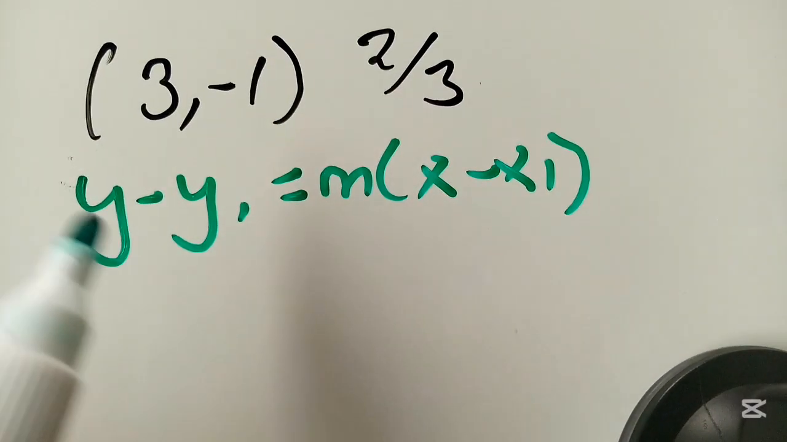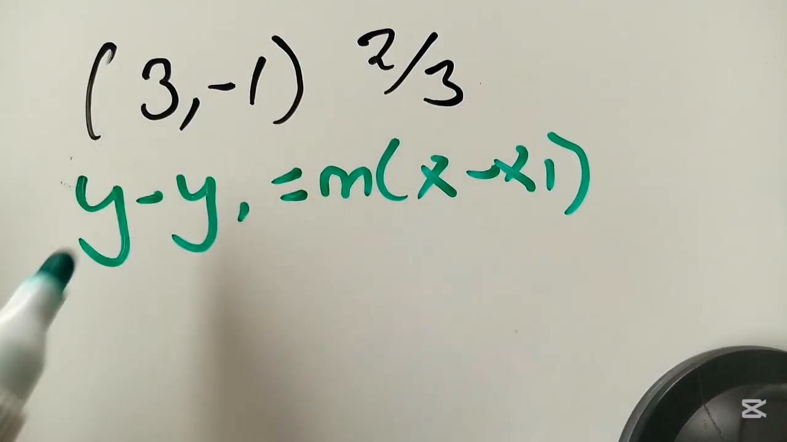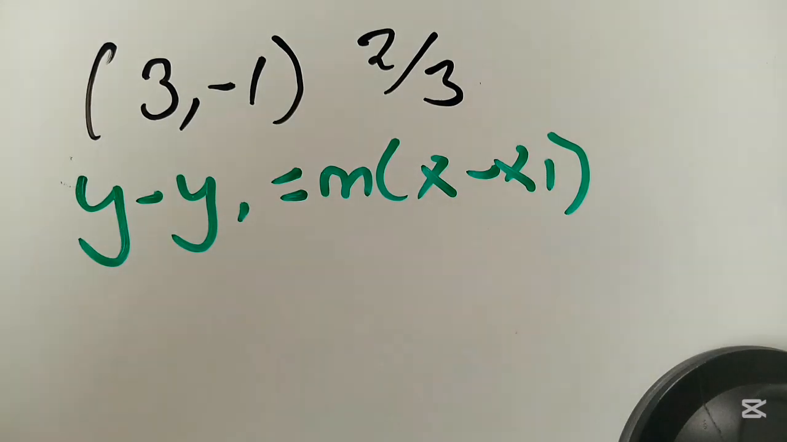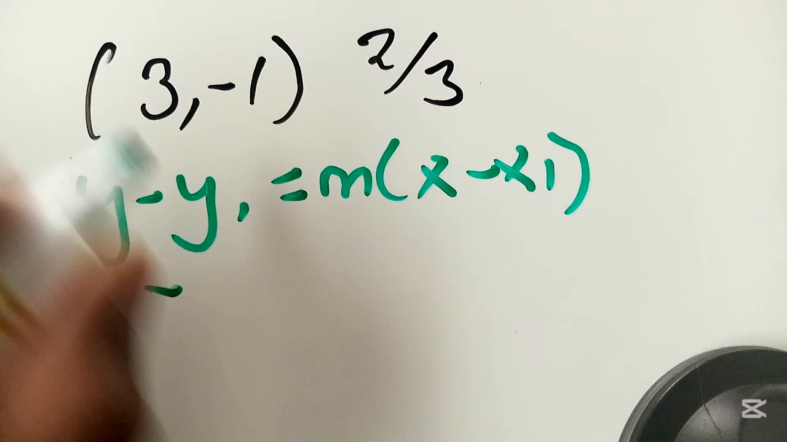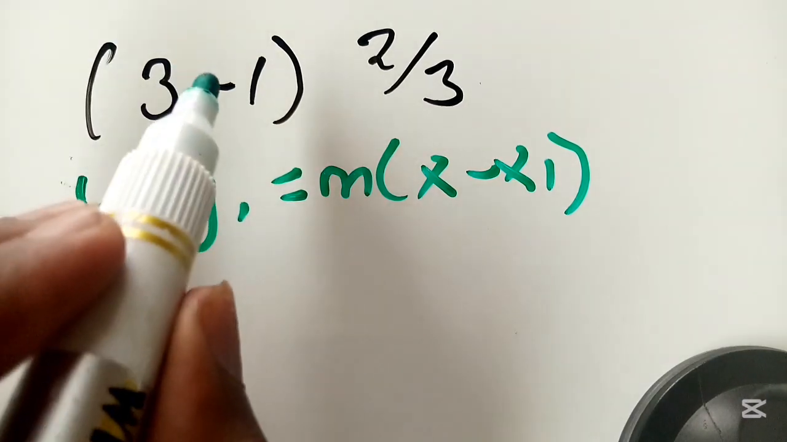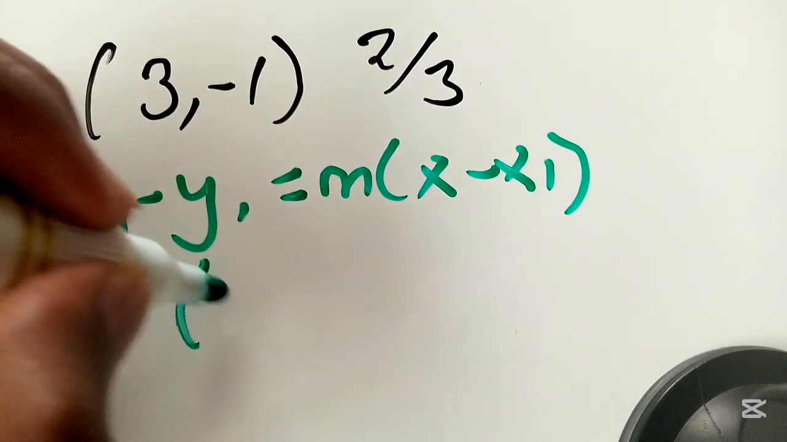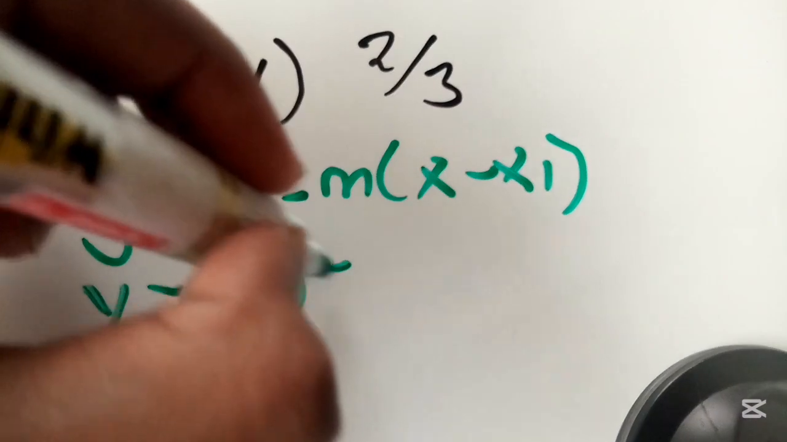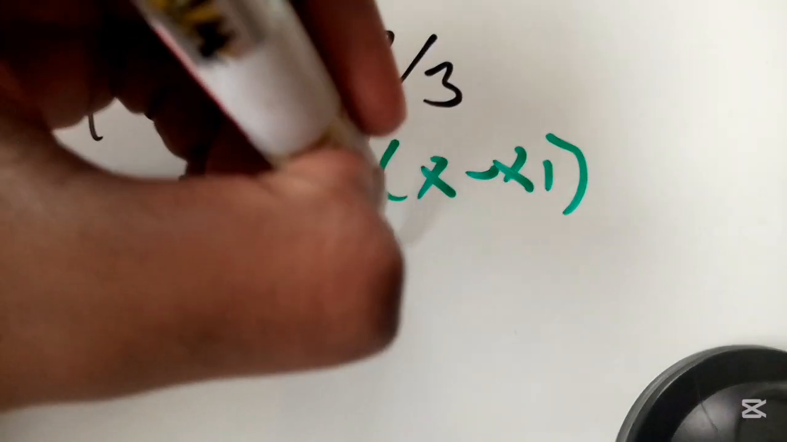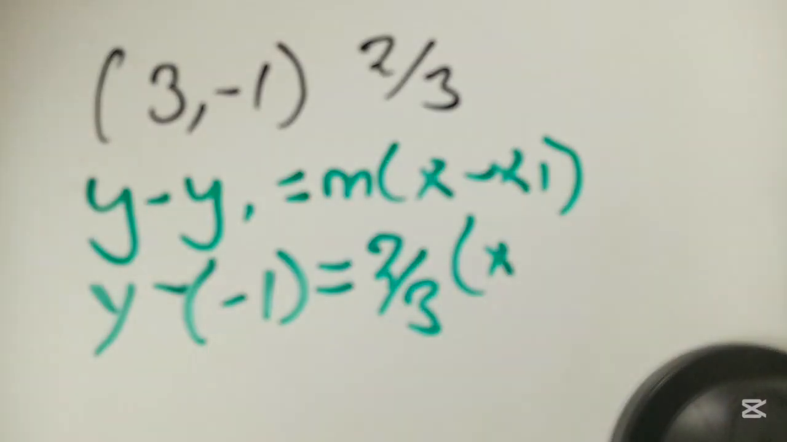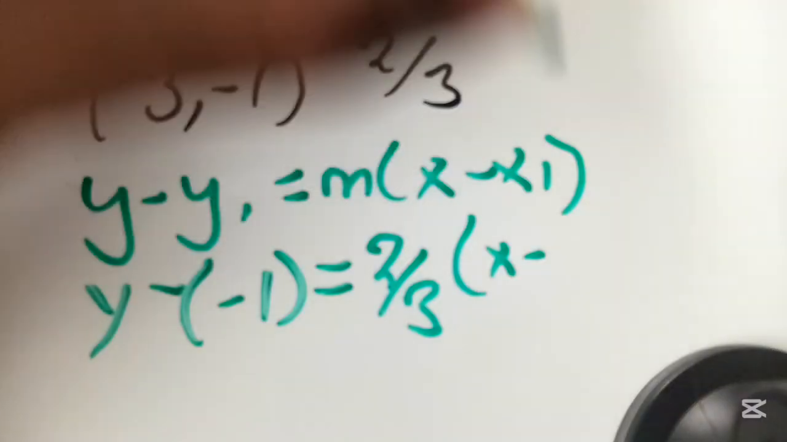So now, we're going to start substituting. So this y, we're just going to leave it as y. y1 is going to be the value from this set of coordinates, which is -1. So we're going to say y minus -1 is equal to m, the gradient, so 2 over 3. We're also going to leave this x alone, and then we're going to say minus our x1, which is 3.